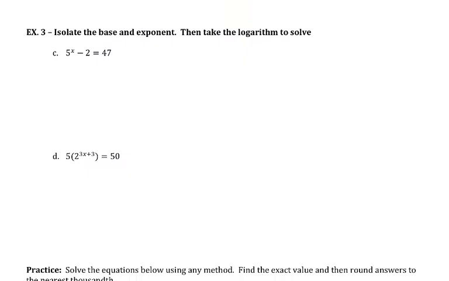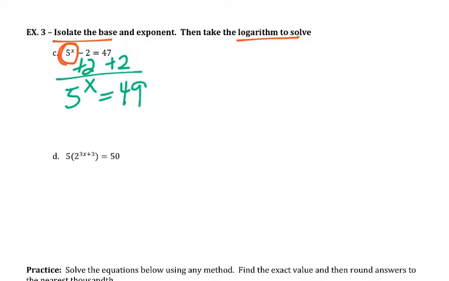Okay, let's take it a step up where there are a couple more steps in the problem solving process. So again, we want to isolate the base, and then we're taking the logarithm of both sides. So in this example, we want to isolate 5 to the x. In order to isolate 5 to the x, we are going to add 2 to both sides. So we get 5 to the x equals 49.